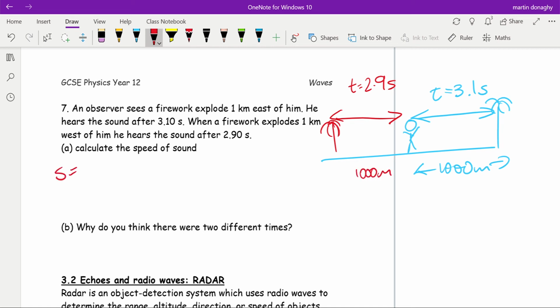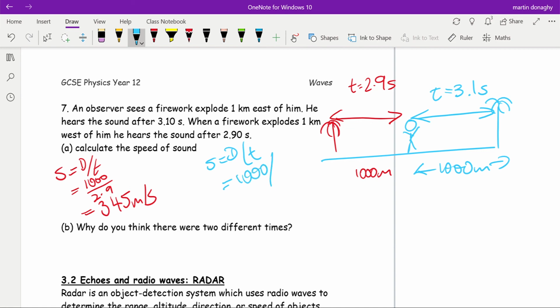So if we do the first one, or the one on the left hand side, we can do speed equals distance divided by time, which is 1,000 divided by 2.9. Type that into your calculator and it gives us the speed of sound is 345, rounded up, meters per second. Meanwhile, the blue one, same thing, speed equals distance divided by time, 1,000 divided by 3.1 gives us 323 meters per second.